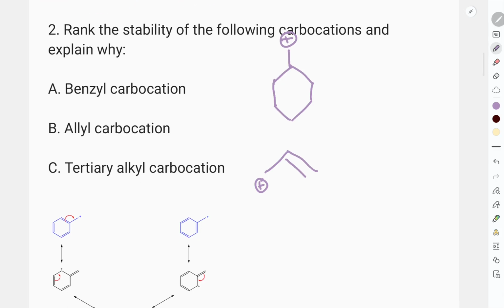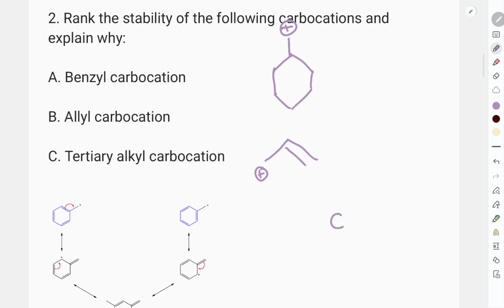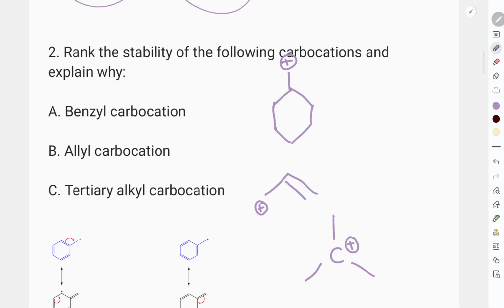And then C is a tertiary alkyl carbocation. That is basically a carbon atom bonded to 3 other carbon groups. And this will have a positive charge. Now they're asking us to rank the stability of all of these molecules.